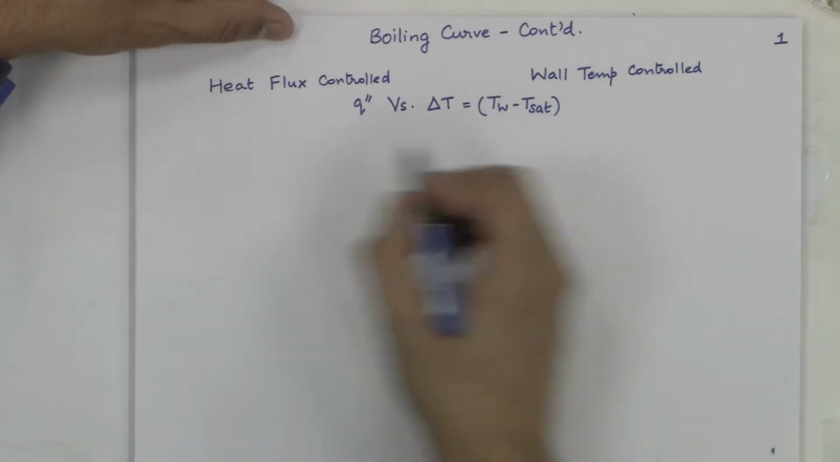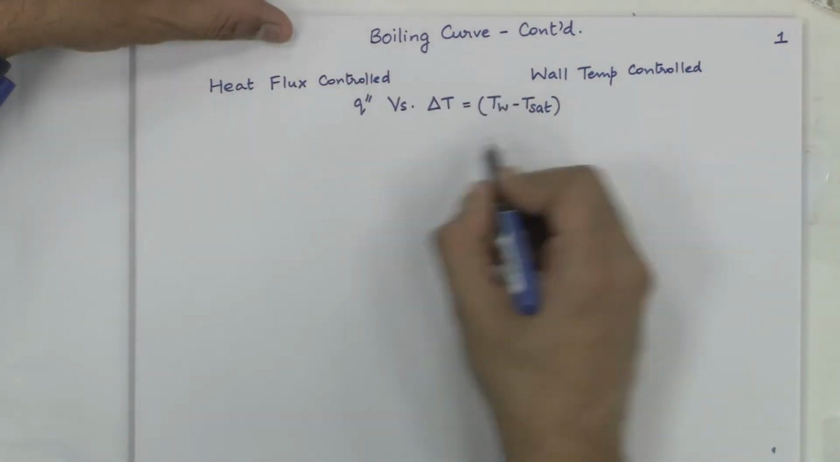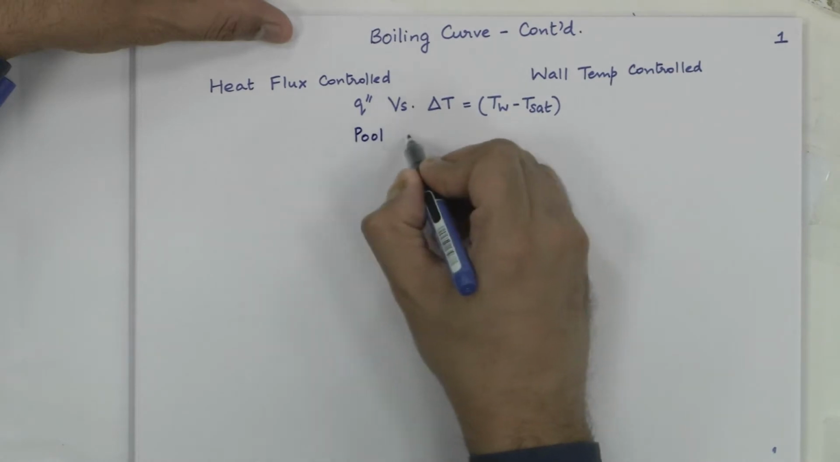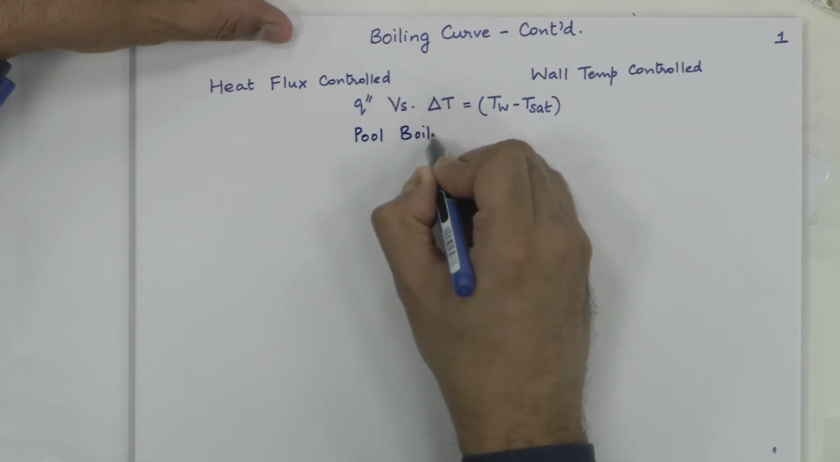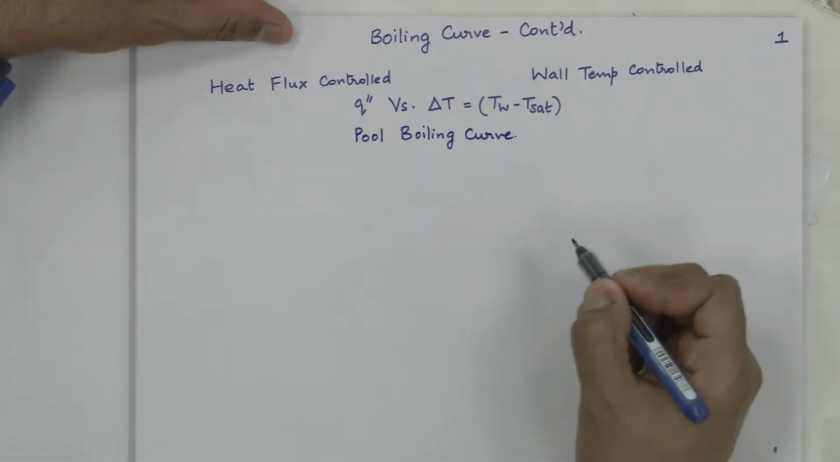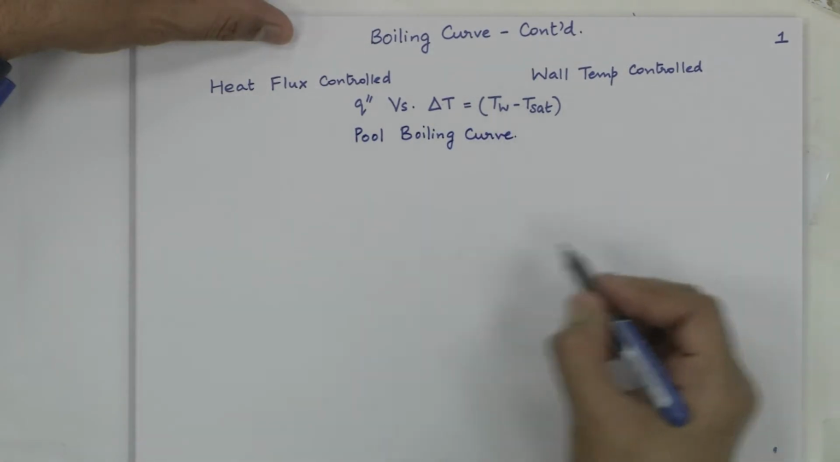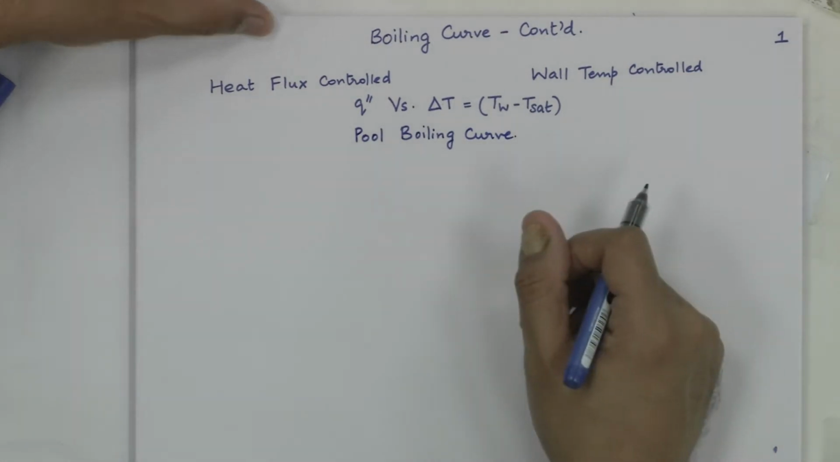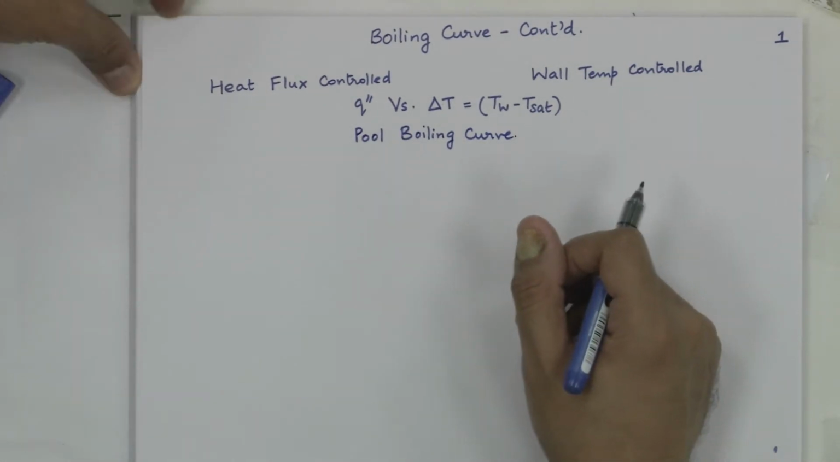What we are seeing is what we call the pool boiling curve, and we said that pool boiling curve is easier to study because there is no effect of the forced convection aspect, where the flow is going to also contribute to the increase in the heat transfer coefficient.